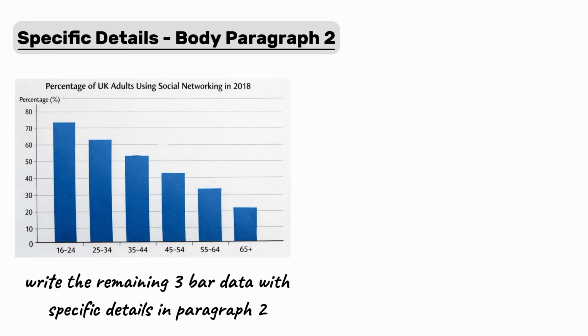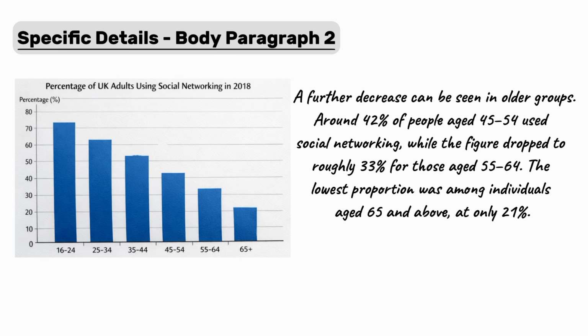And now we move on to the second paragraph with the remaining 3 bars' data. And here's how I wrote it. "A further decrease can be seen in older groups. Around 42% of people aged 45 to 54 used social networking, while the figure dropped to roughly 33% for those aged 55 to 64. The lowest proportion was among individuals aged 65 and above, at only 21%."